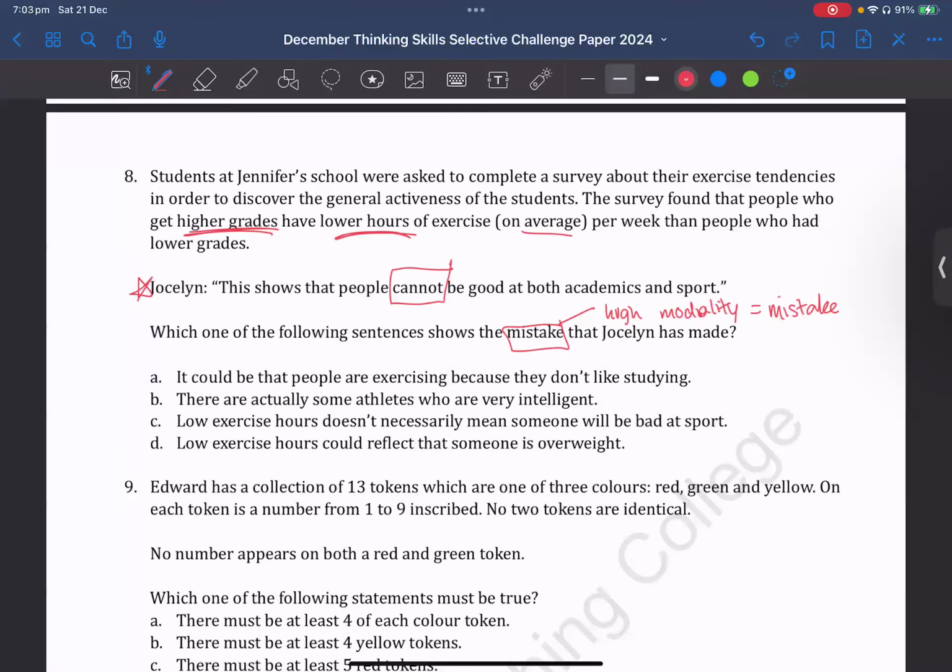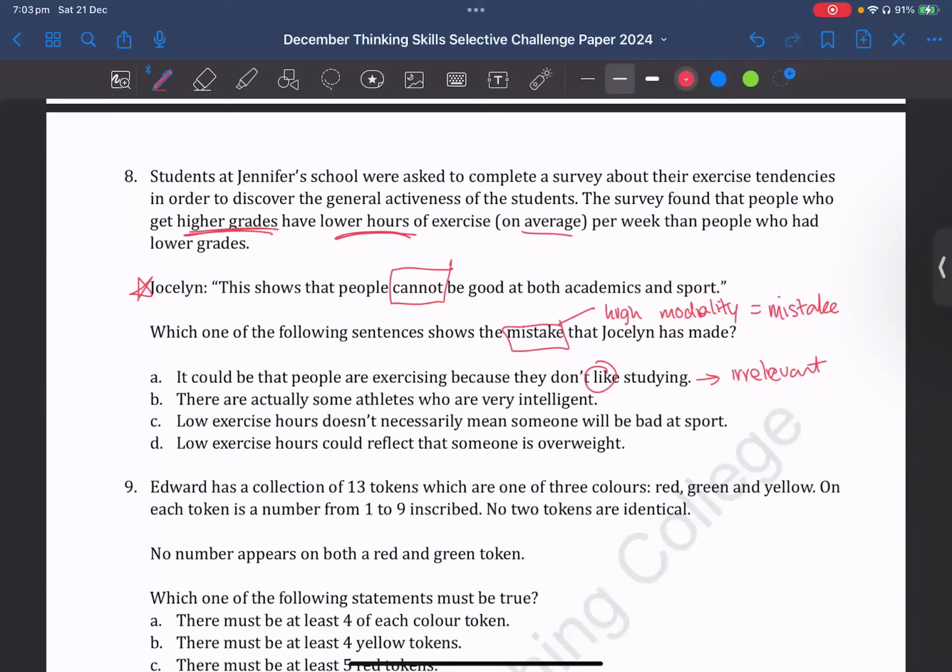Now, the first step is just have a general understanding of where the area of the mistake is. In this case, it's here. You can't be good at both academics and sport. And then look towards your answers A to D, because they'll be a lot more specific and get you the right answer immediately. And once again, eliminate the irrelevant answers as soon as possible. So A says it could be that people are exercising because they don't like studying. This is irrelevant because nowhere in the question does it mention liking or disliking studying.